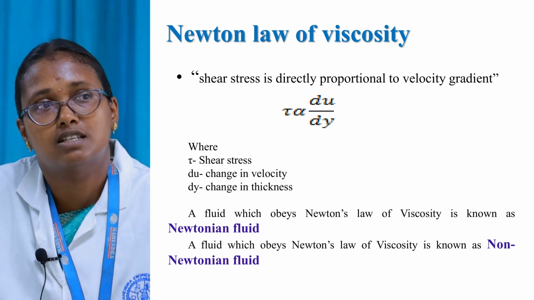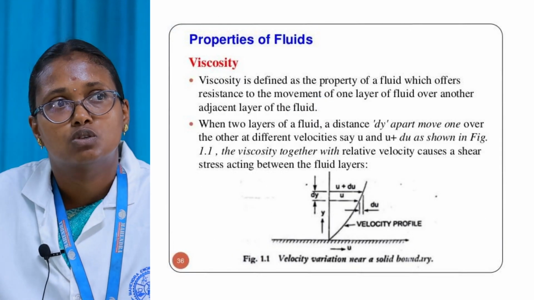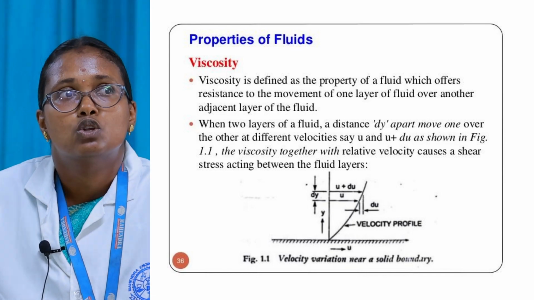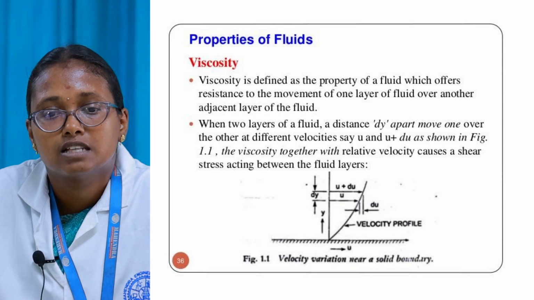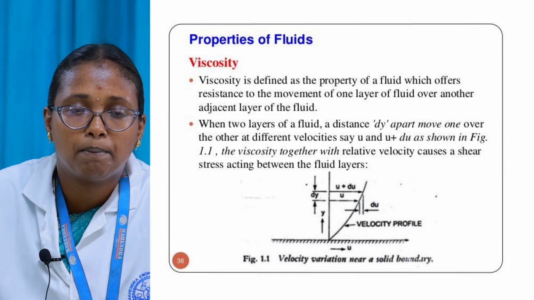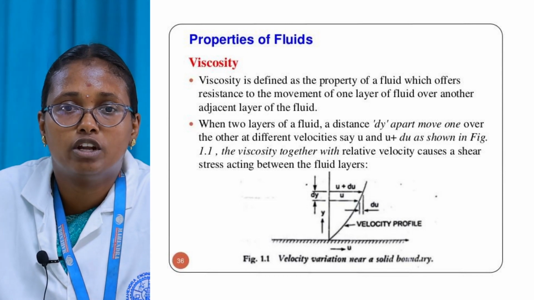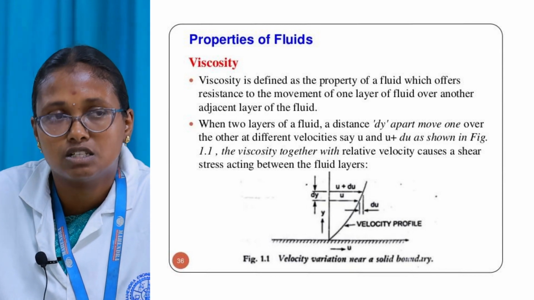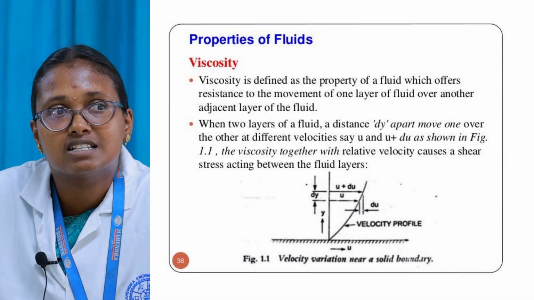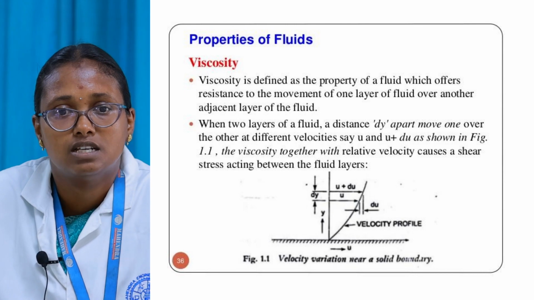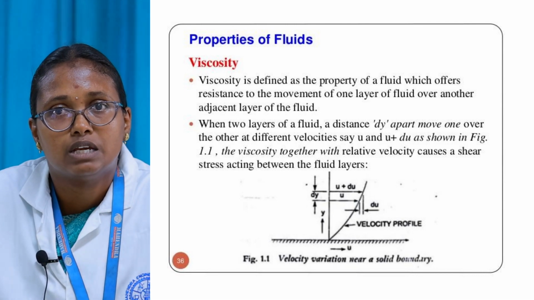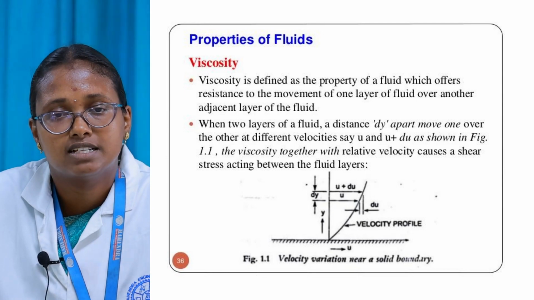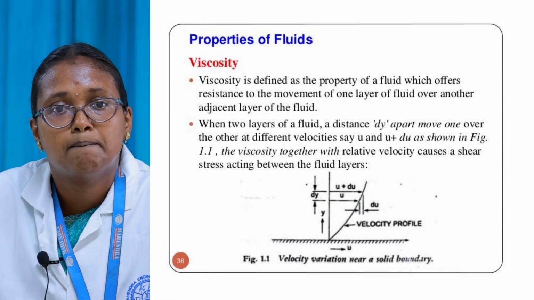So the next important property is viscosity. It is the main property of a fluid. When one layer moves over another layer, molecular interaction happens between them. Due to this molecular interaction, some internal resistance occurs, and that we call viscosity. Without viscosity, a liquid cannot be defined as a fluid. So viscosity is the main property.